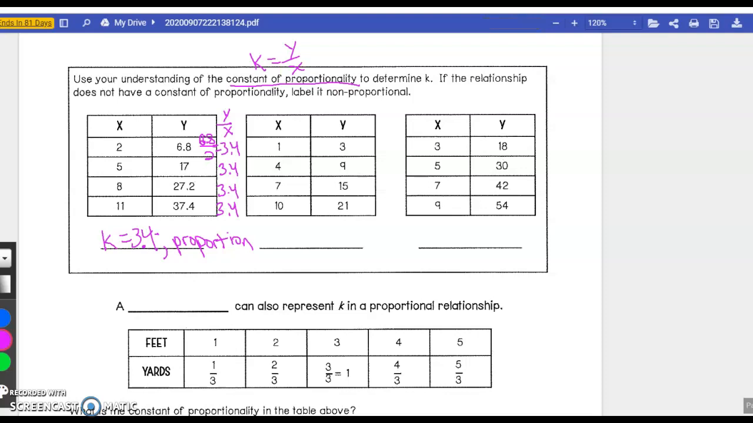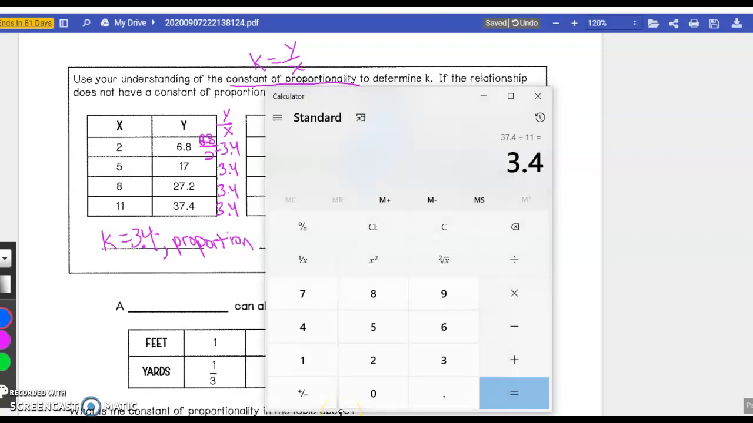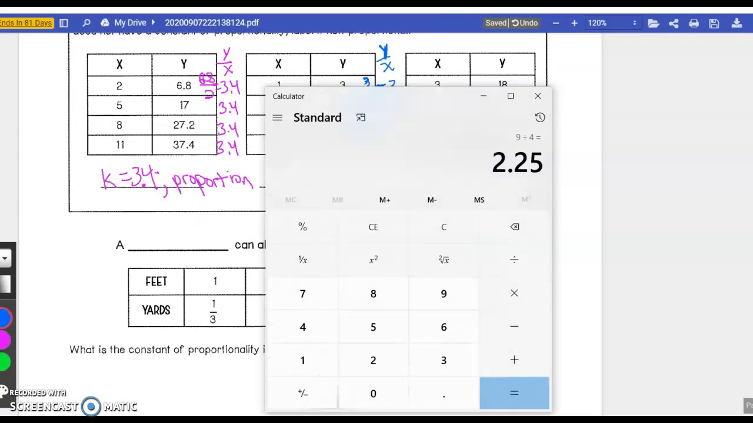All right, so now let's look at these values here. Again, we're going to do the same thing, y divided by x. Okay, so my y is 3 divided by 1. Well, 3 divided by 1 is 3. And then I'm going to go 9 divided by 4. That is a 4, not a 9. I'll pick up my pen here when I'm writing. Well, 9 divided by 4 is 2.25.